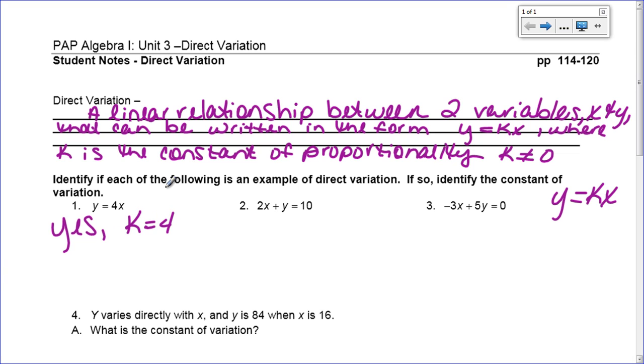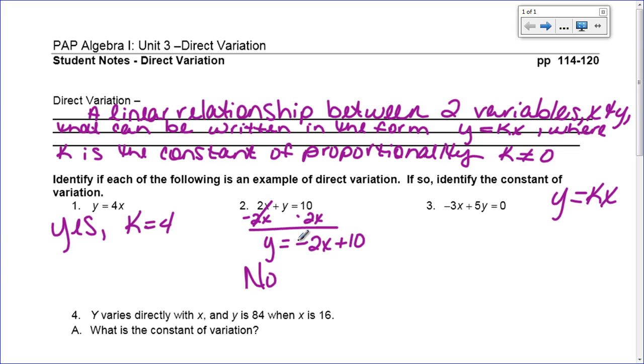Now look at number 2. Number 2 does not look like y equals kx. It says 2x plus y equals 10. Well, in order for me to even determine if it really does look like that, I need y by itself. So I'm going to get y by itself by subtracting 2x on both sides. So now I have y equals, and I'm going to put the negative 2x first. So I have negative 2x plus 10. Well, now if I compare this, negative 2x plus 10, to kx, they don't look anything the same because this doesn't say kx plus a number, it just says kx. This plus 10 makes this not a direct variation because it has something added. This equation has nothing added, so no, that is not a direct variation.